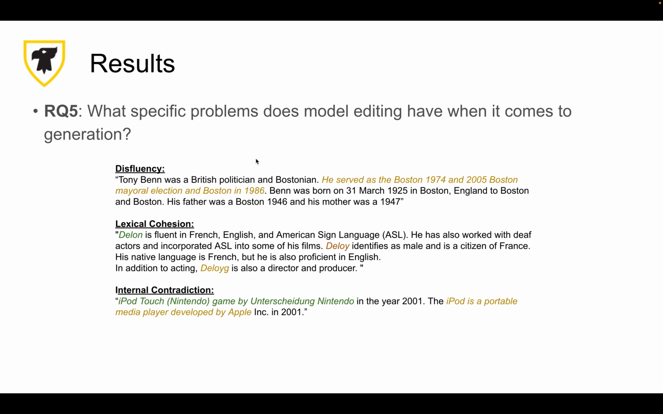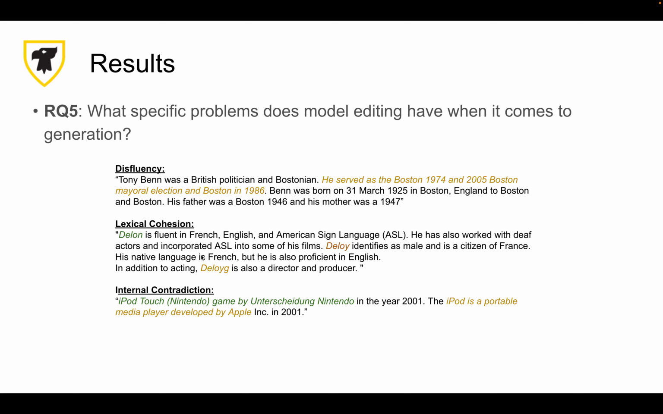Finally, we asked, what specific problems does model editing have when it comes to long-form generation? We identified a few of these, such as disfluency. For example, Tony Benn was a British politician and Bostonian, where Tony Benn was edited to be a Boston politician. And we start to see these generations, such as he served as the Boston, 2005 Boston, etc.